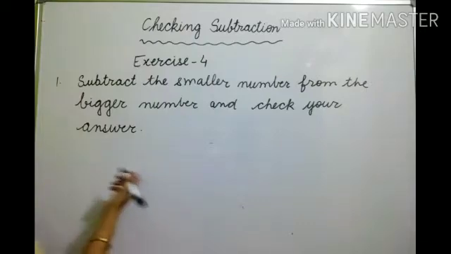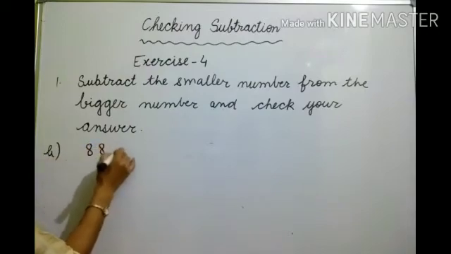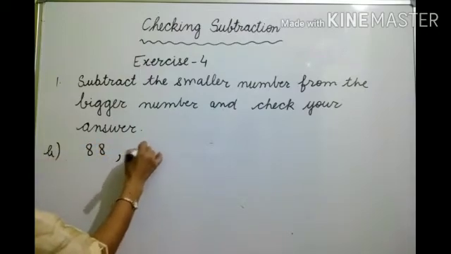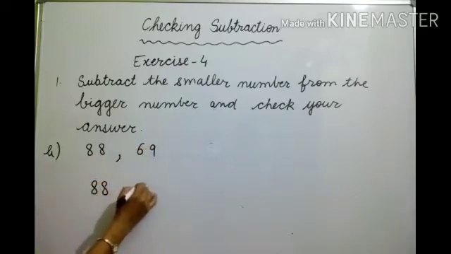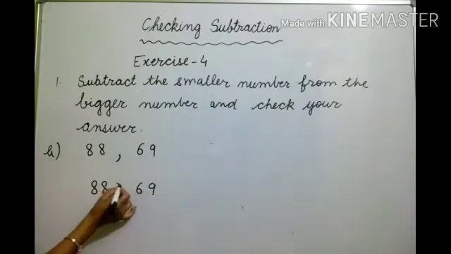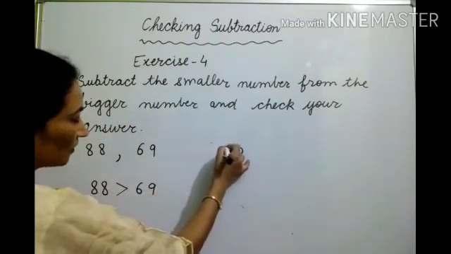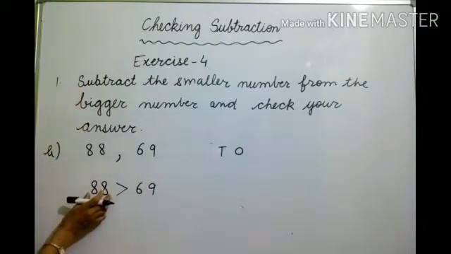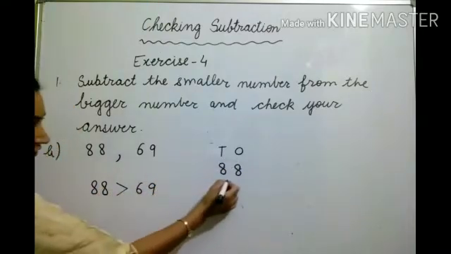All questions are of the same type. Let's take part B. We are given two numbers, 88 and 69. First we will compare the numbers to know which is the greater number. 88 is greater than 69. So we will put a sign to show that 88 is greater. Then we will write the numbers. We will arrange the numbers: bigger number up, smaller number down.